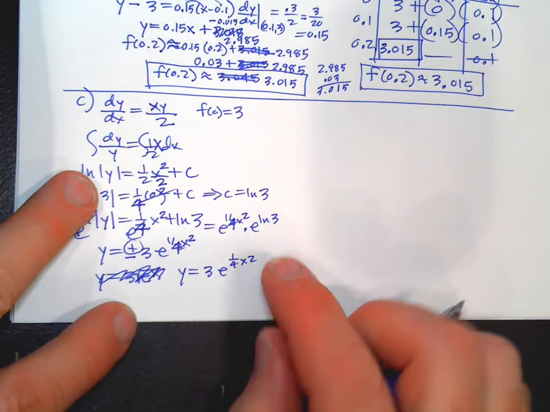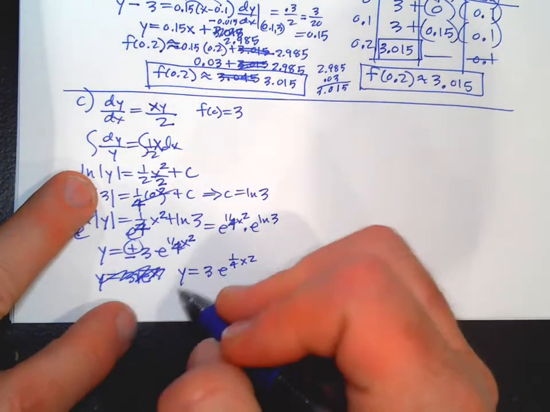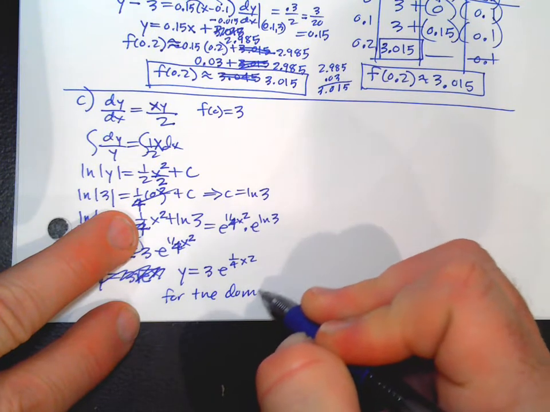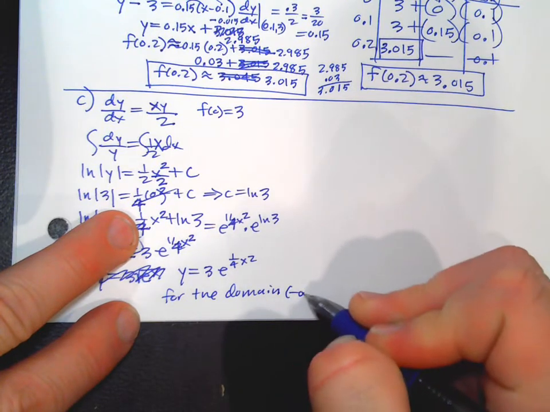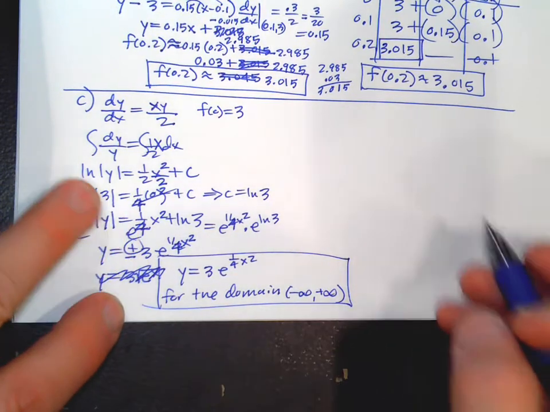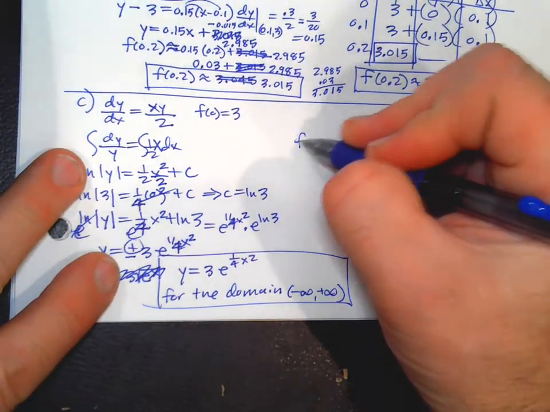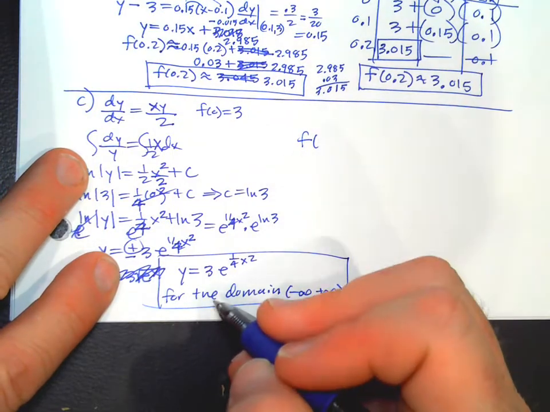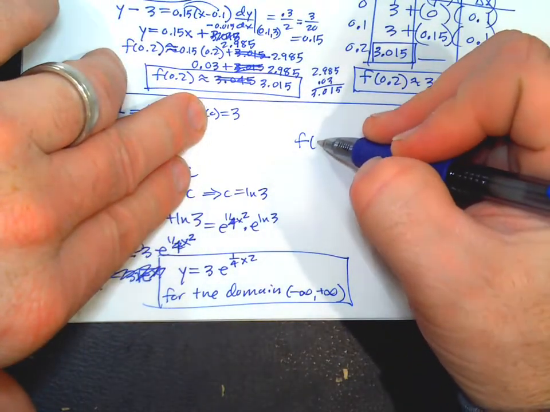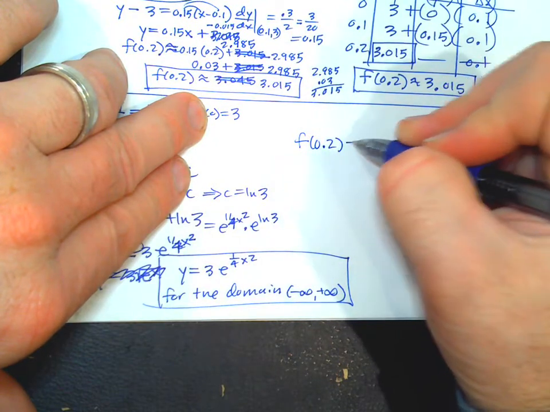The domain, no issues here, no issues there. So for the domain, negative infinity, positive infinity. Then we're supposed to actually find the exact value of 0.2. So we're just going to plug it in.